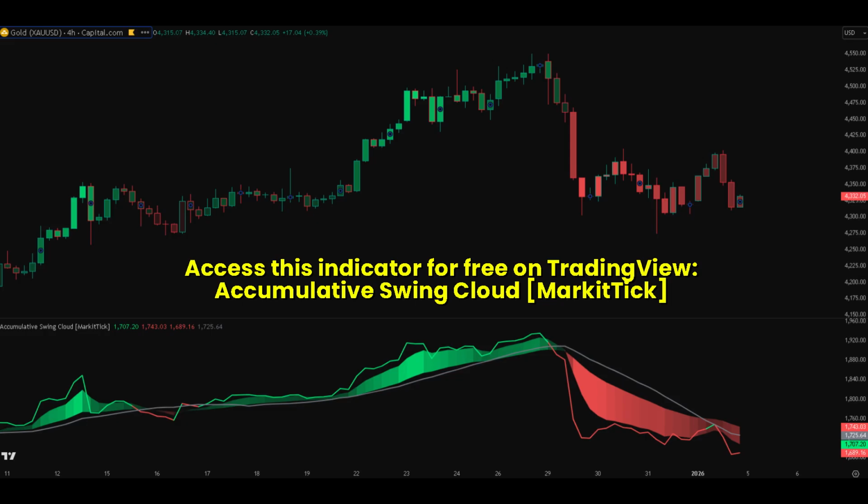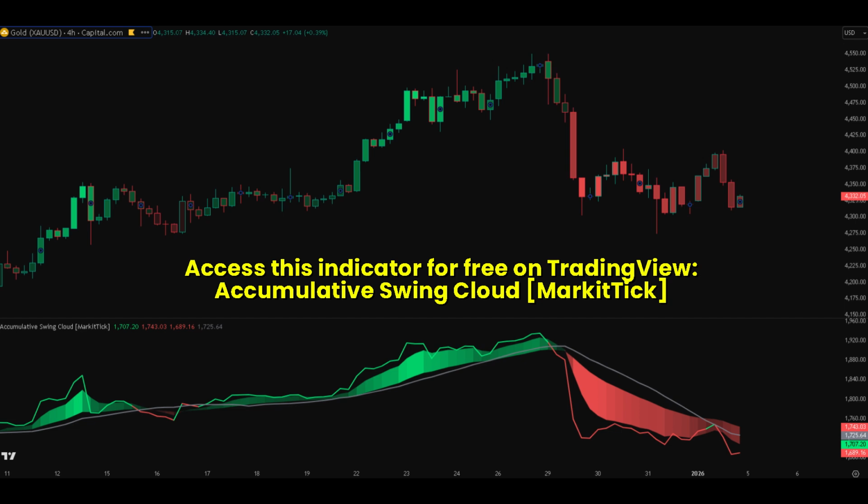Signal line, gray line. A simple moving average of the ASI line, acting as a trigger for immediate reversals. Bar coloring: the main price candles are colored to match the current state of the cloud, green for bullish cloud, red for bearish cloud. How to use. Trend identification: use the cloud color to determine the primary trend. A green cloud suggests an uptrending market structure, while a red cloud suggests a downtrend.